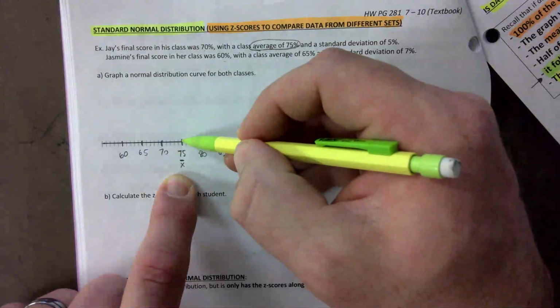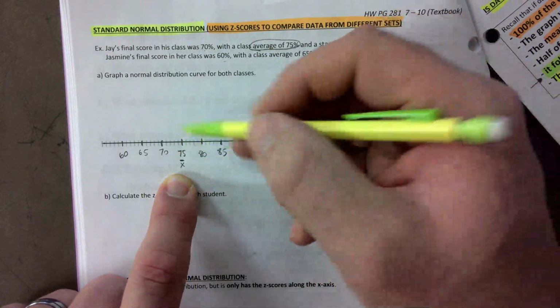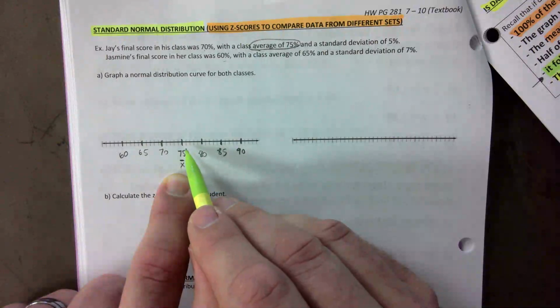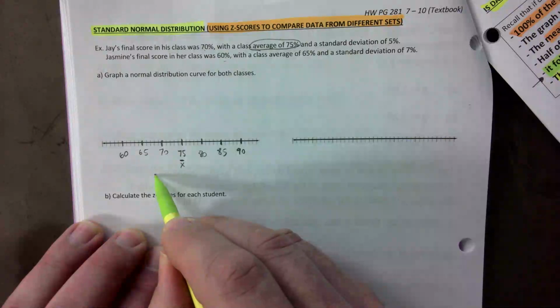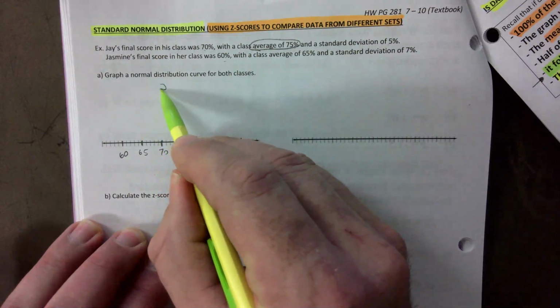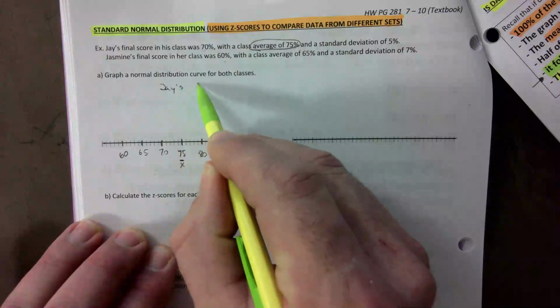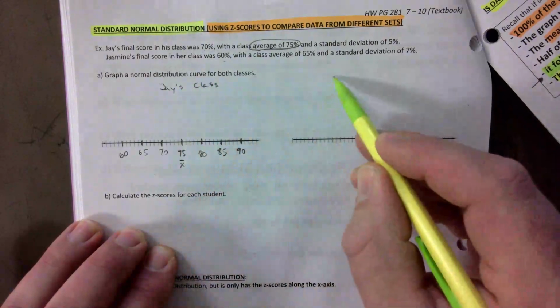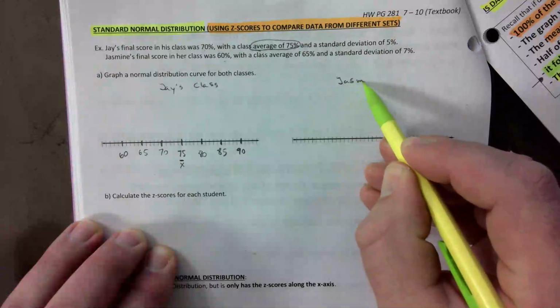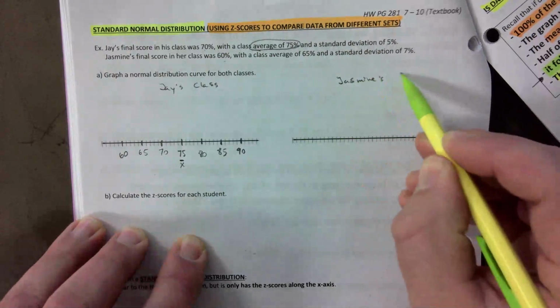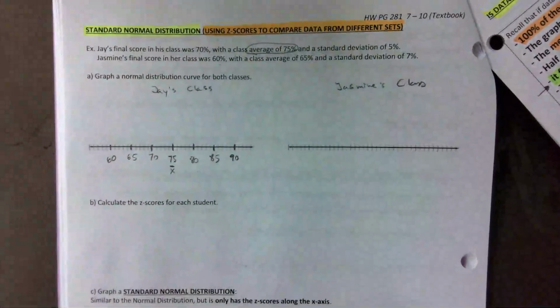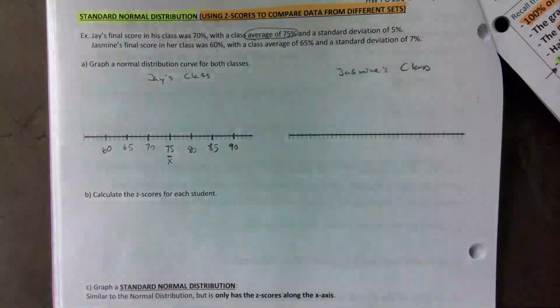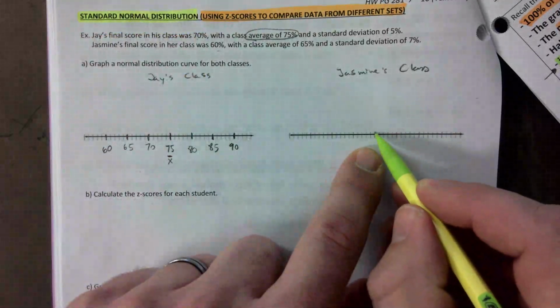Let's go to the mean. I won't do that just yet. We'll do the same thing on the other side. Let's go to this one. So this is Jay's class, and this is Jasmine's class. And let me zoom in a little bit more. I can probably do better. So let's go to the middle. The middle is right here.